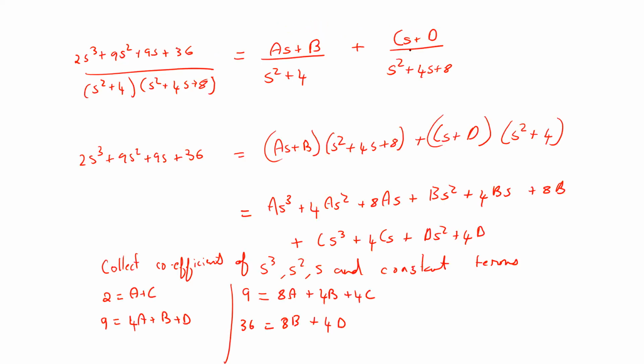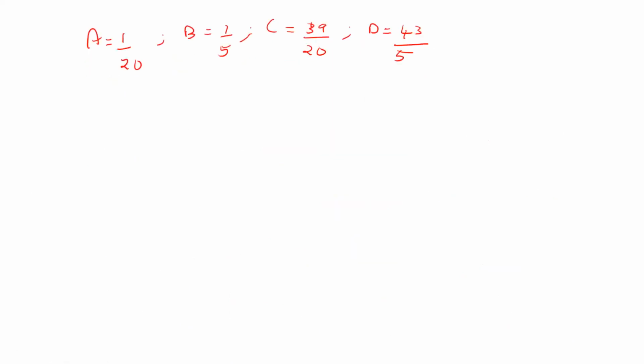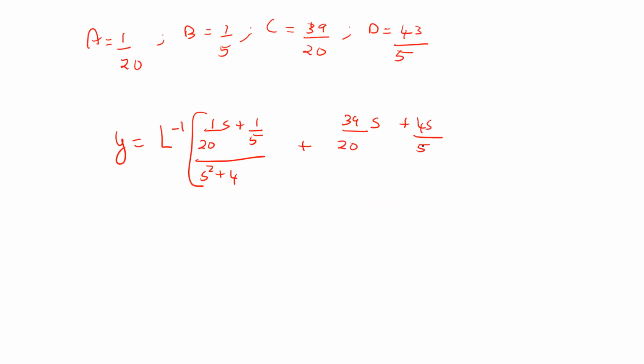Now we have to substitute this back into this equation. This equation was simplified to this equation, so we substitute back the values of A, B, C, D, and we have to find the Laplace inverse of that equation to find Y. So this simplifies to the Laplace inverse of, and we just split this.